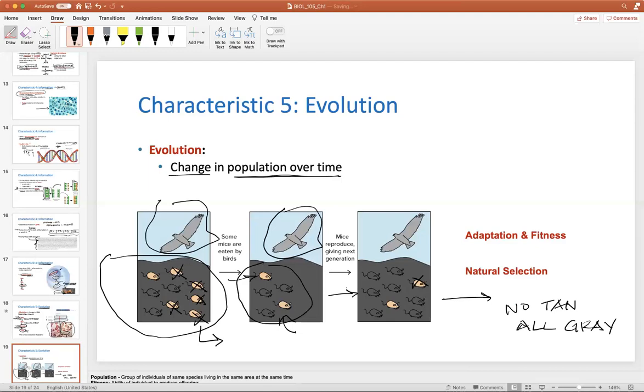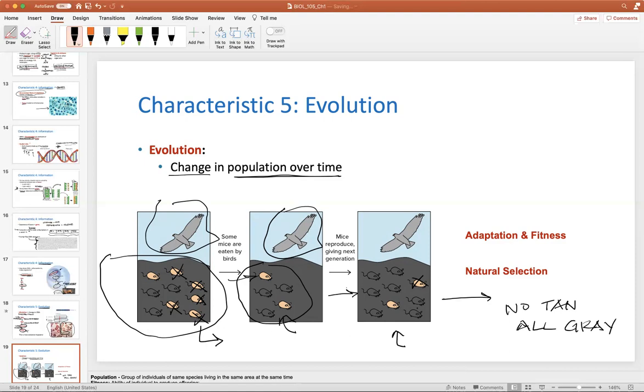This is how evolution works. We started out with a gene mutation where we have 2 different colors of mice. But it turns out that the mutation made these guys easier for the predator to see. And so over time, our population evolved to be all gray. So that's how genes are related to evolution.